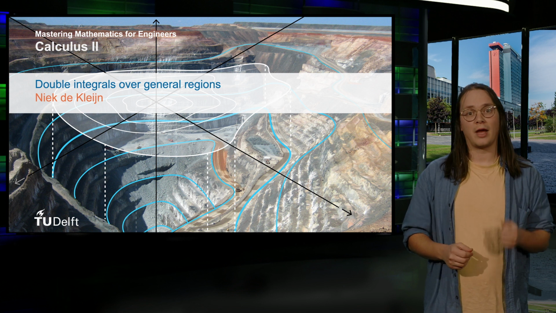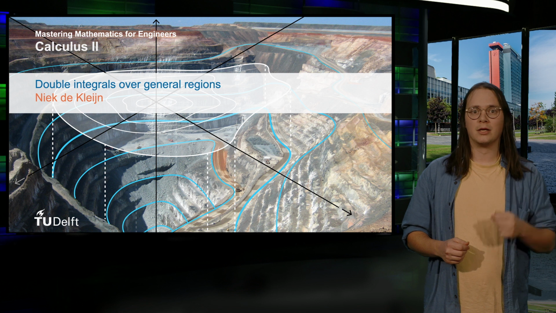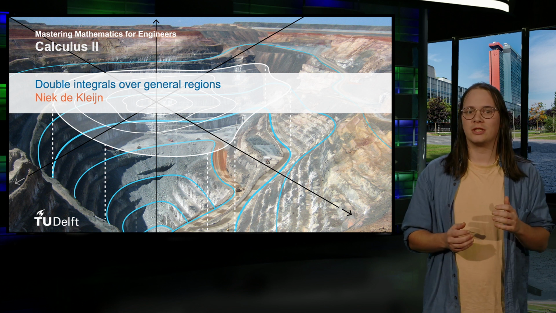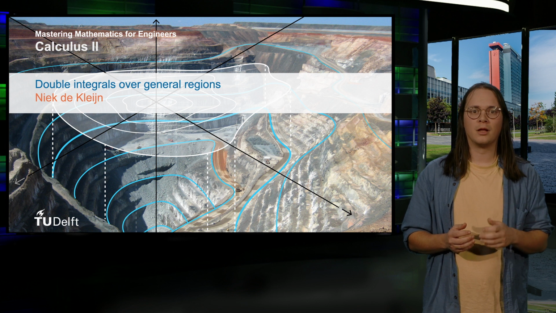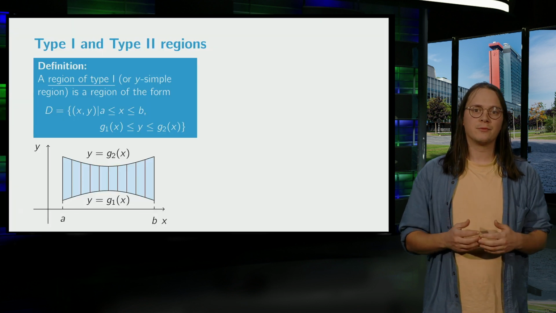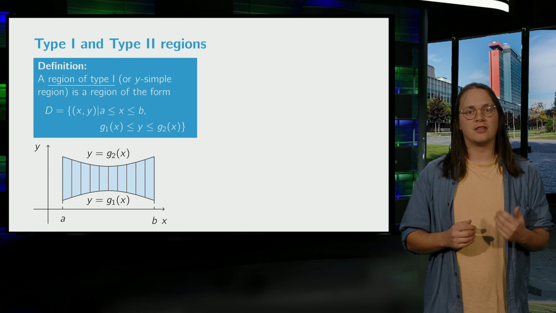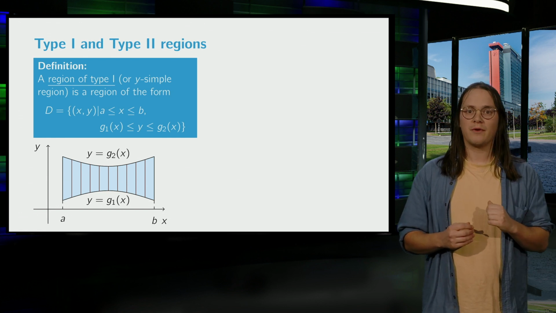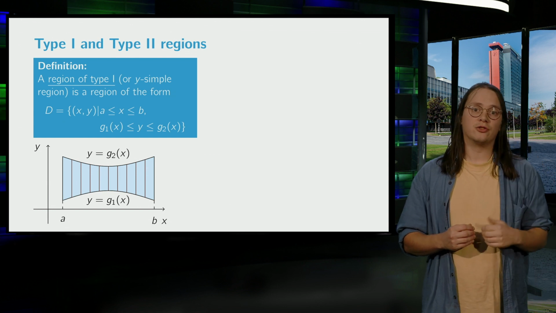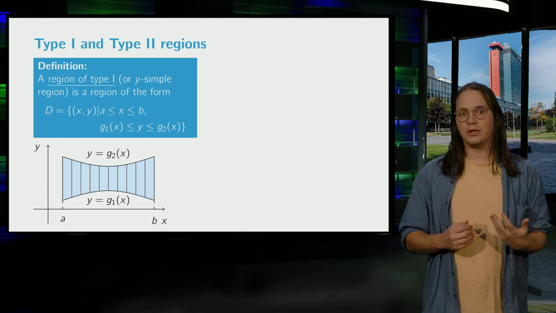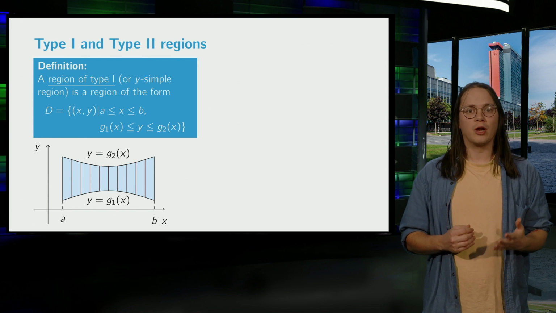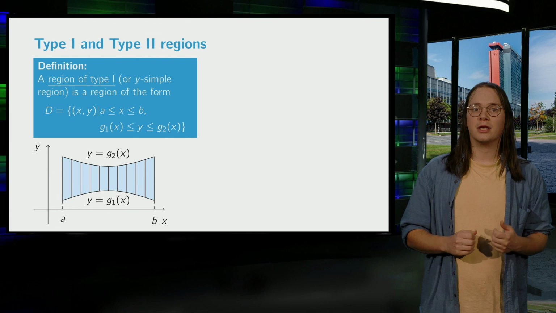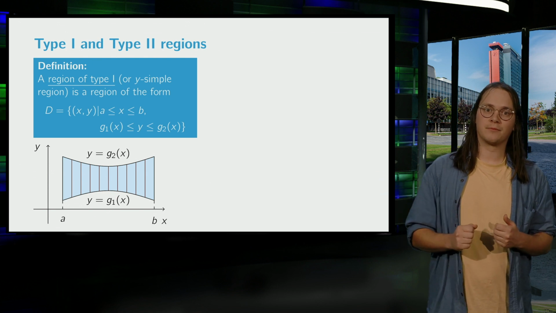We call them type 1 and type 2. But this terminology is not standard, so you might encounter different terminology in your calculus book. A type 1 region, or y-simple region, is a region where the y-coordinate is bounded from below by a function g1 of x and from above by a function g2 of x. In such a region, x is in between two numbers a and b. A typical example of a type 1 region can be seen on the screen.